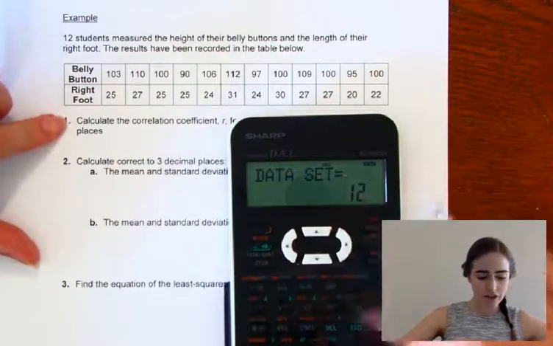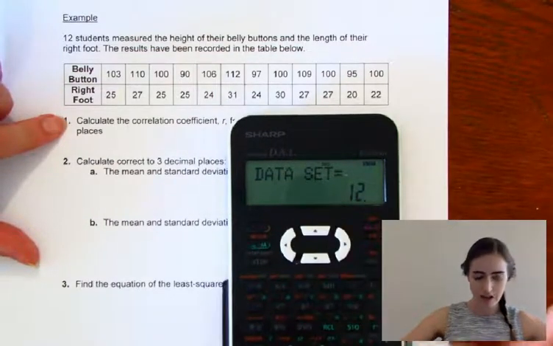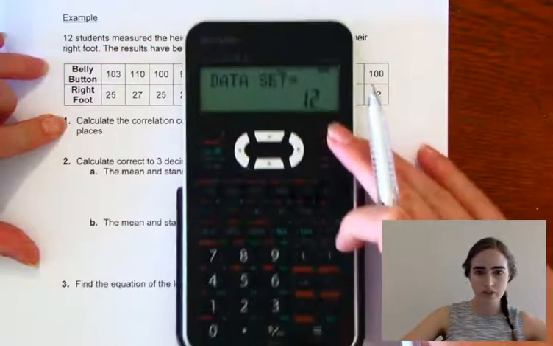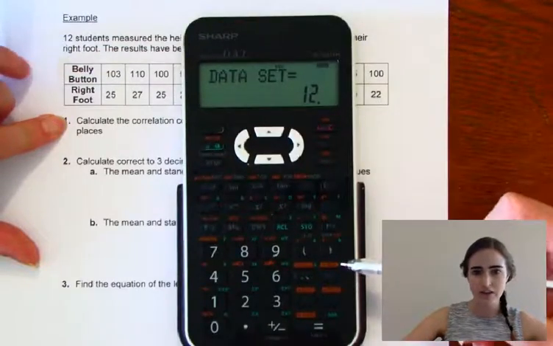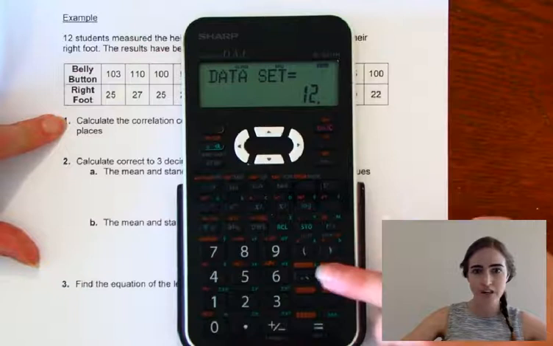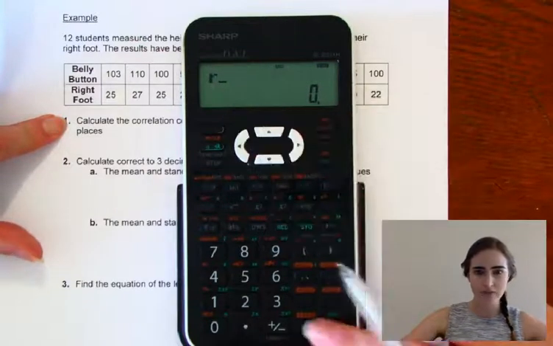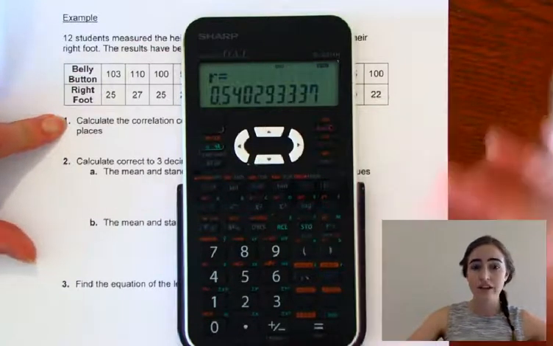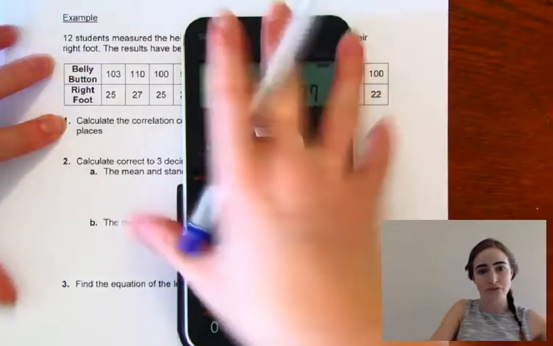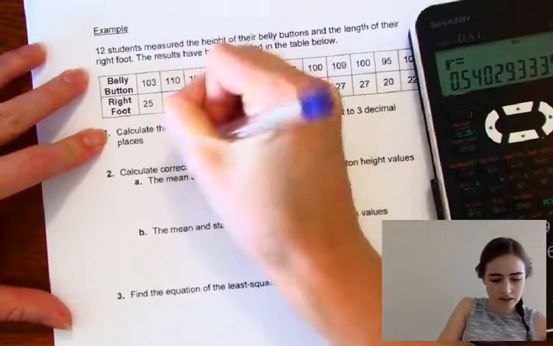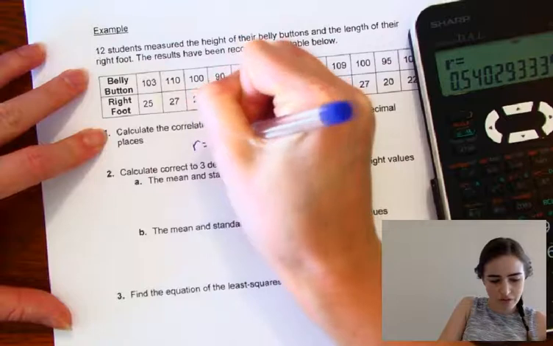Alright, so now to find the correlation coefficient, it's going to be alpha, and then we want that little r that's there above the division key. So we're going to go alpha and then your division key to get that r, hit equals, and we'll end up with, to 3 decimal places, 0.540. So r is equal to 0.540. That's our correlation coefficient.